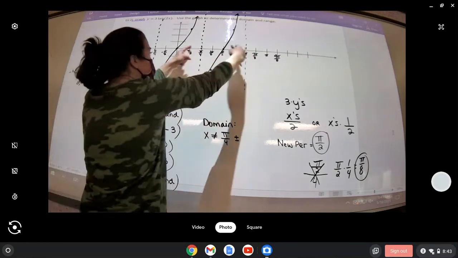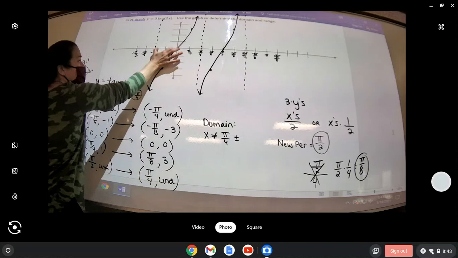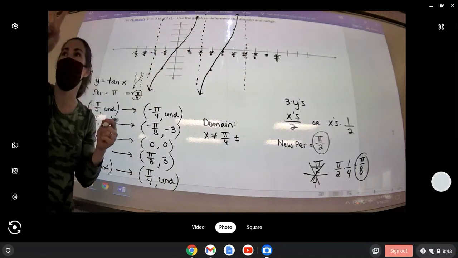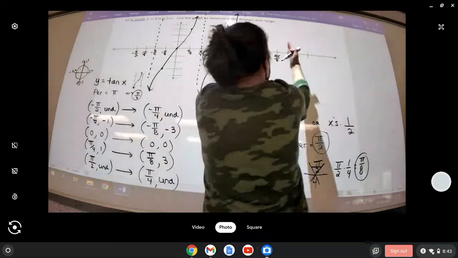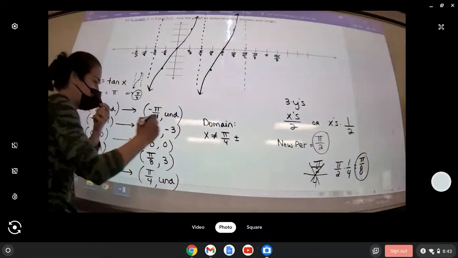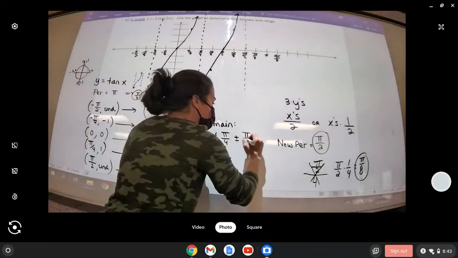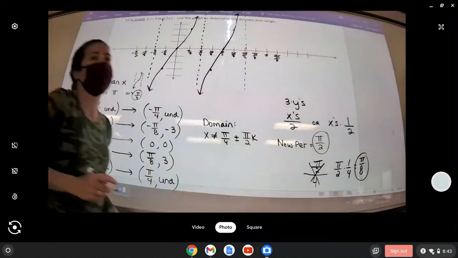How many units in between each bad guy? Well, like I said, guys, 1 pi over 4 and 1 pi over 4 is 2 pi's over 4, which reduces to pi over 2. So every pi over 2 units starts a new cycle and gets you another vertical asymptote. So pi over 2 is how far apart they are times k revolutions.